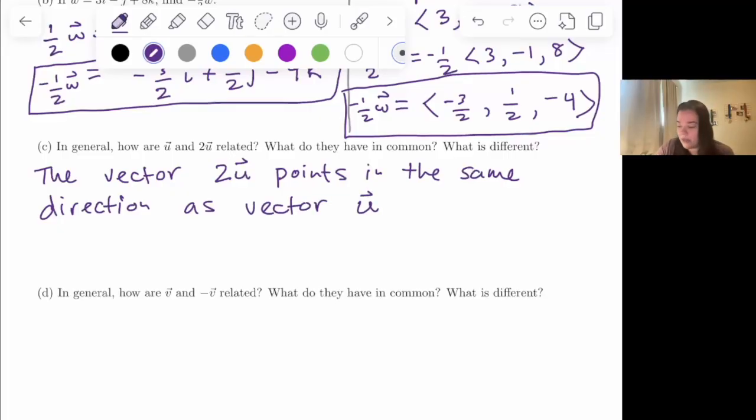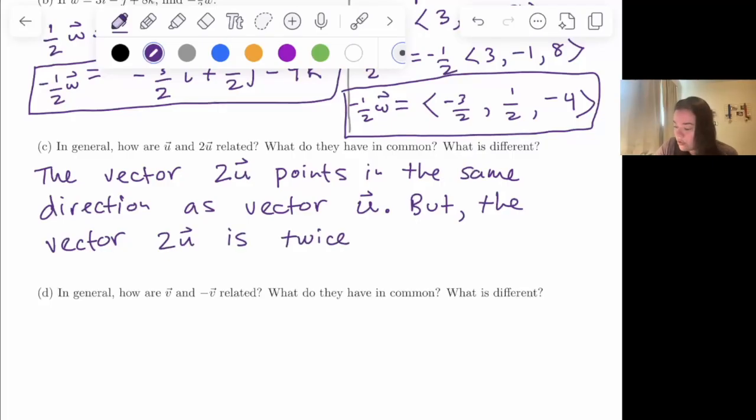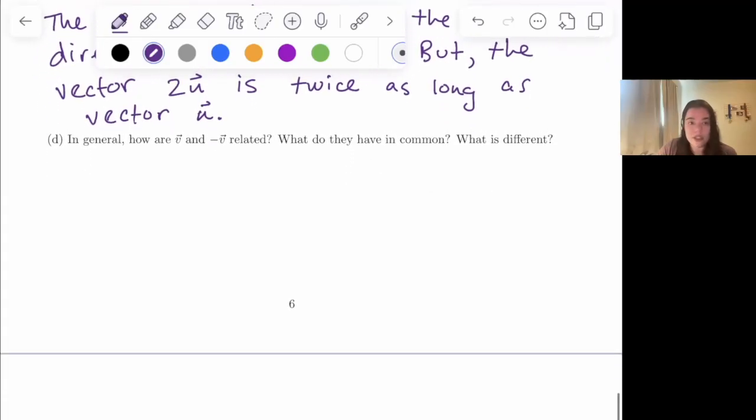But what's different about it? Let's add that. Vector 2u points in the same direction as u, but the vector 2u is twice as long, or twice the magnitude, as vector u. That's the only thing that changed when you multiplied by the scalar 2. It changes the magnitude.